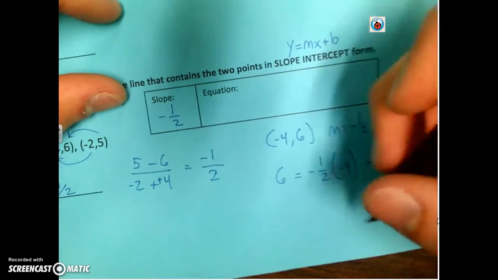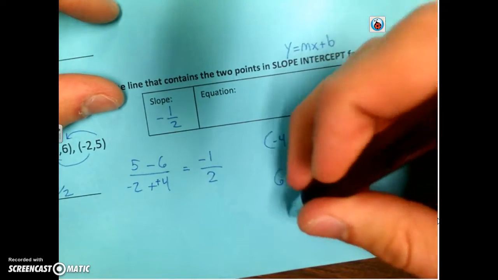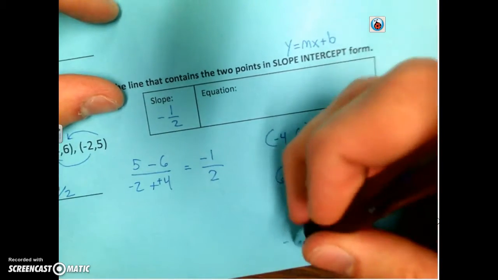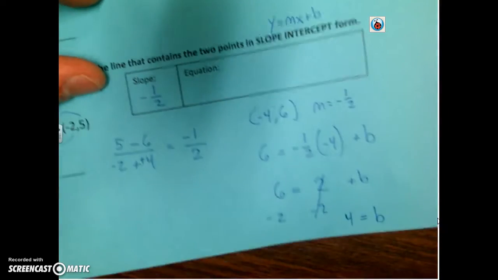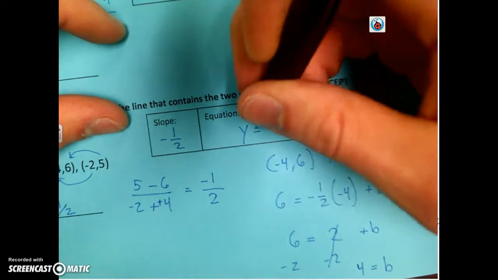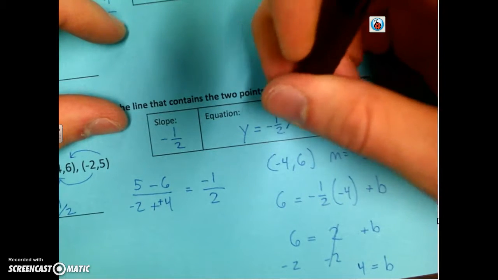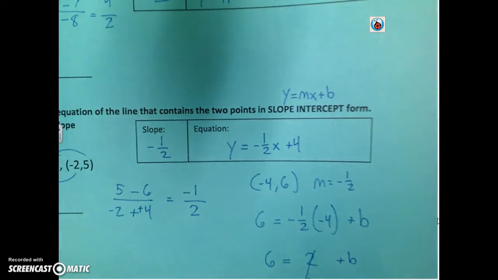Negative 1/2 times negative 4 is a positive 2. Then we can subtract 2 from both sides, and we get that our b is equal to 4. So that means my equation is y equals negative 1/2 x plus 4.